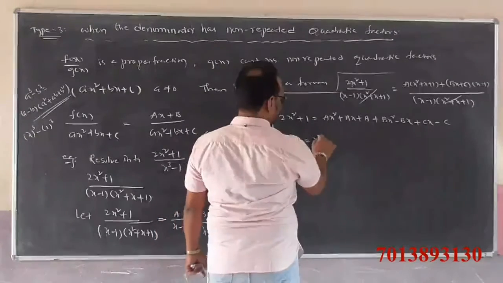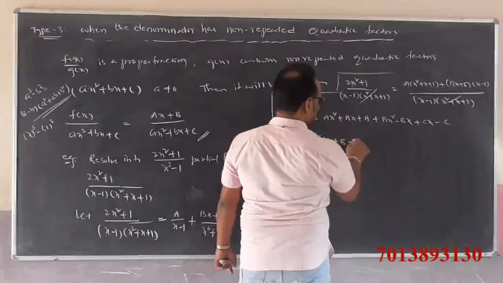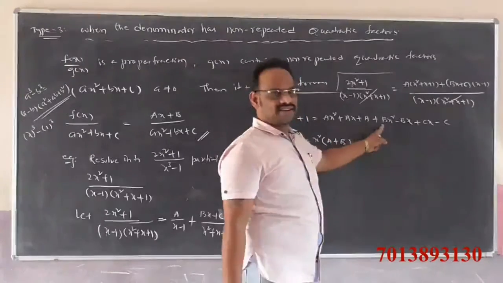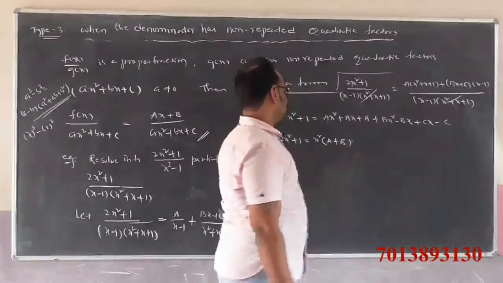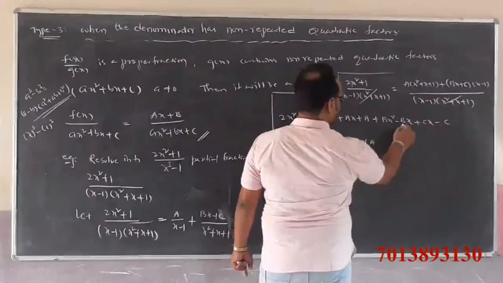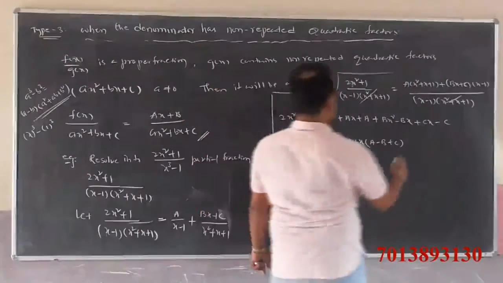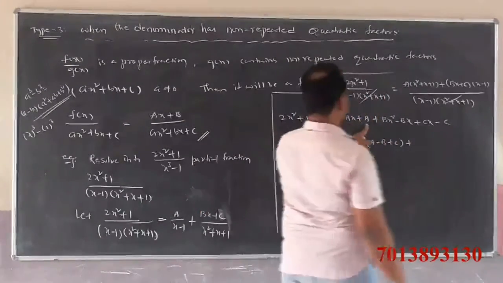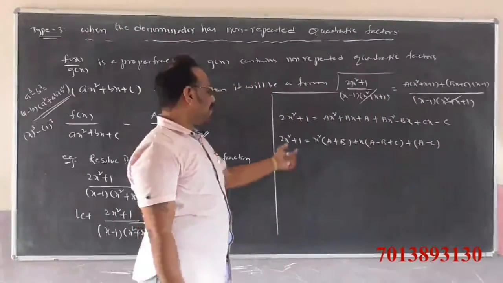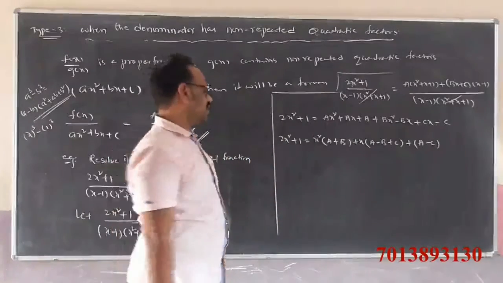If you take x square down here, we get a plus b. If you take x square here, we get a plus b. If you take x as down here, a minus b plus c, and the constants here are nothing but a minus other constants. Compare the coefficient of x square and x and constant terms clearly.